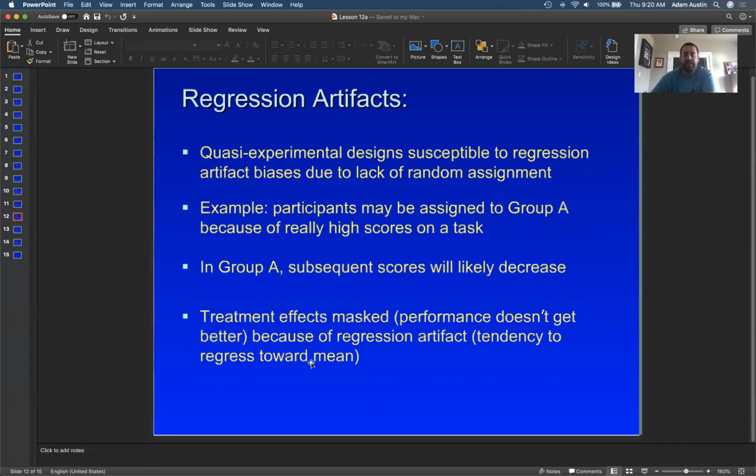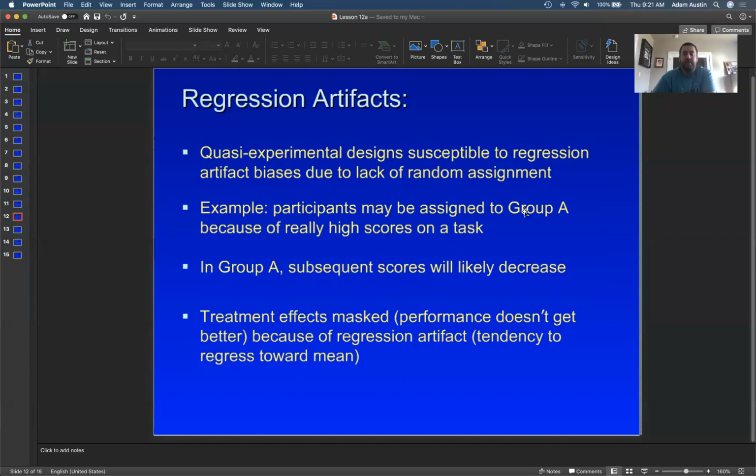Quasi-experimental designs are susceptible to regression due to lack of random assignment. Again, quasi-experiment means that you can't actually do full-on random assignment. A quasi-experiment might be looking at gender differences, so you compare men versus women. Obviously, you can't do random assignment in that type of study.